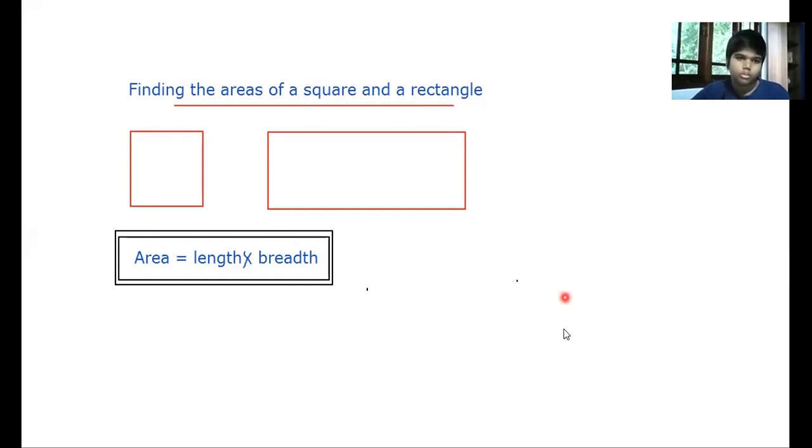Okay, quickly write down the formula. Right, if you want to find the area of a square or the area of a rectangle, you can use this formula: area equals length multiply breadth.